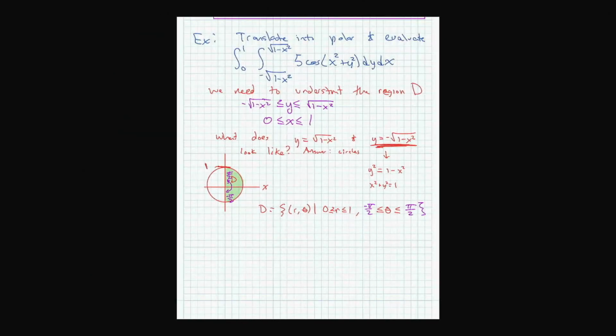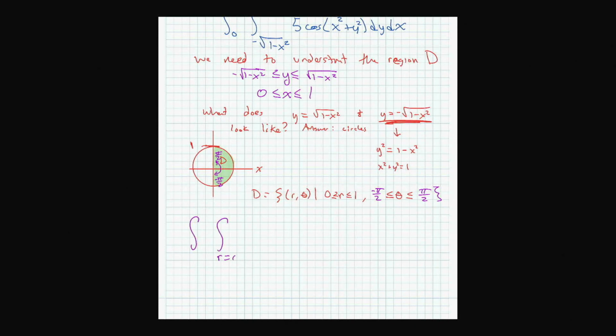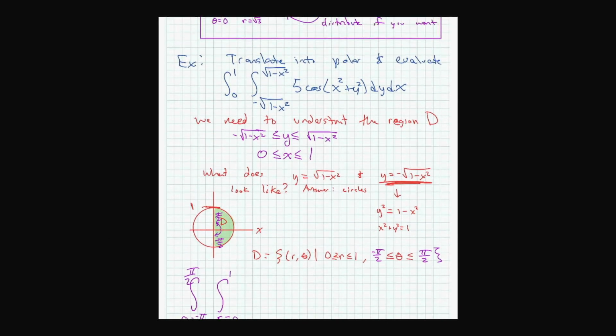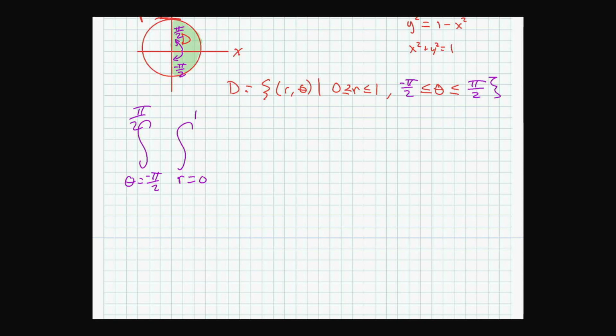Okay, so that's the first thing, understanding that domain, because then you can set up your integral and your r can go from 0 to 1 and your theta can go from negative pi over 2 to positive pi over 2. And then you've got your function, 5 cosine x squared. That's simple enough that I don't really need to do this in a separate step, right? What's x squared plus y squared? R squared, right? So I'm just going to put an r squared right there. So we're simply going to get 5 cosine r squared, like that.